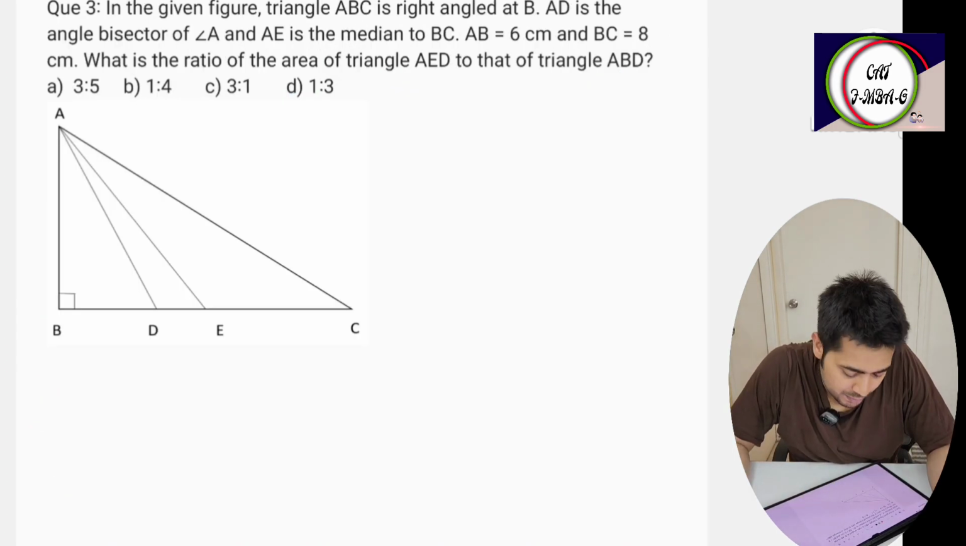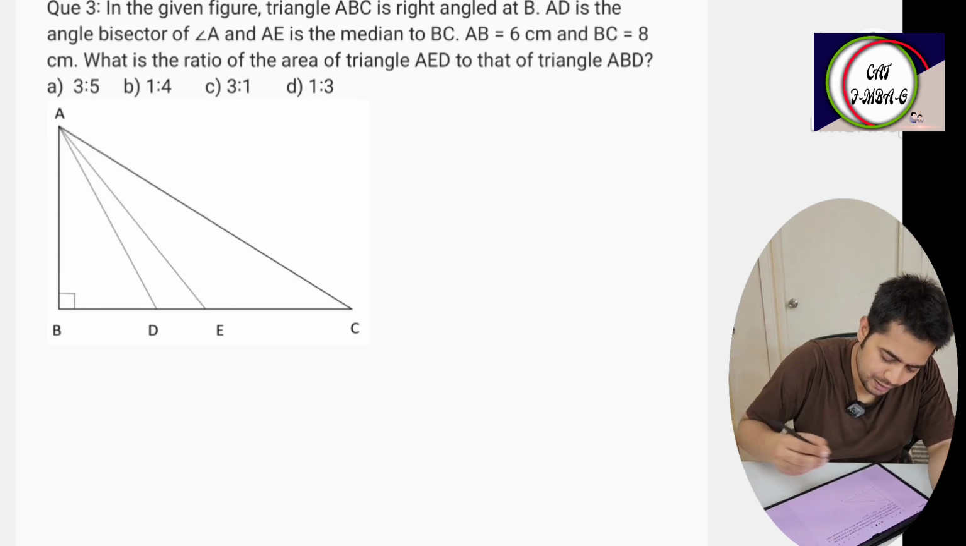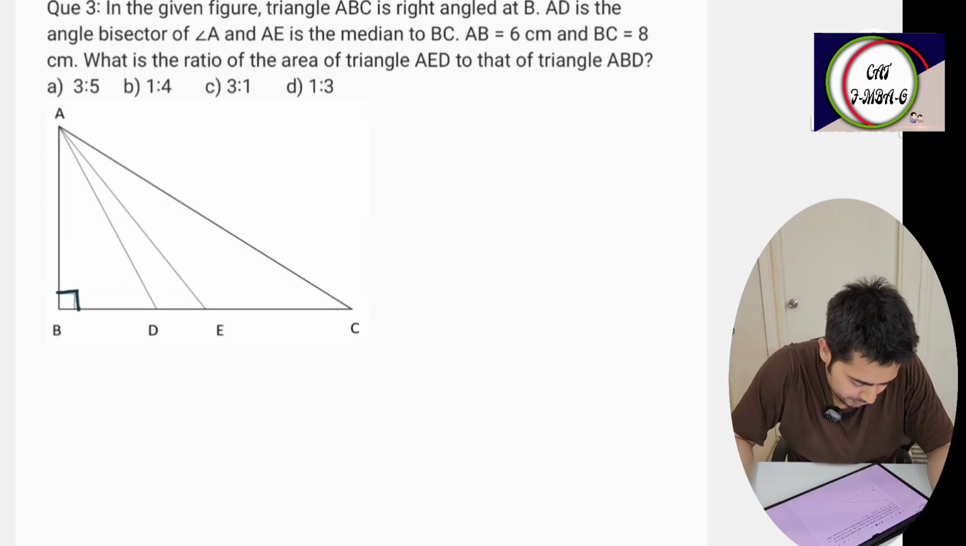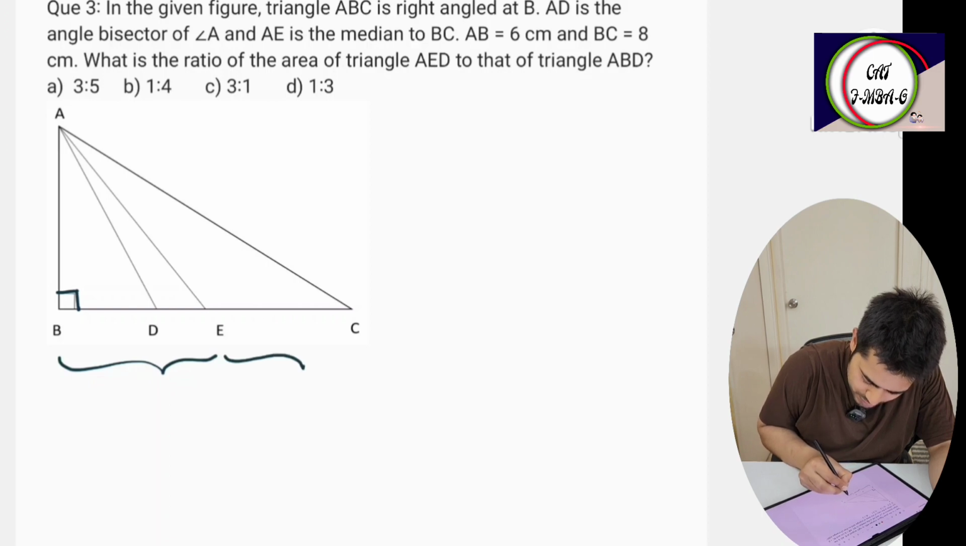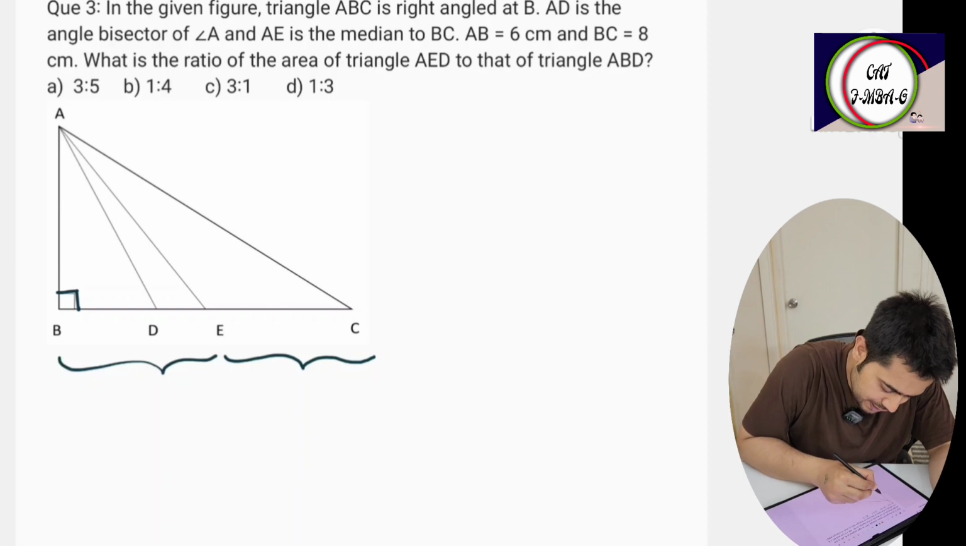Okay, question number 3. In this question, it is given that ABC is a right angle triangle, right angled at B. Also, it is given that AE is the median, so BE is equal to EC. It is given that AD is the angle bisector.